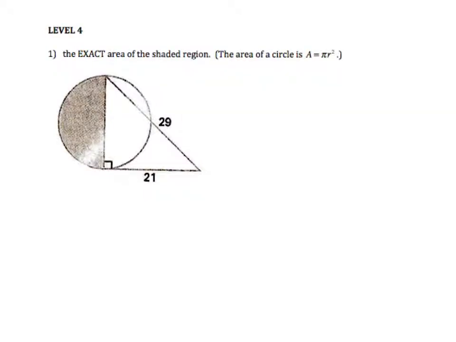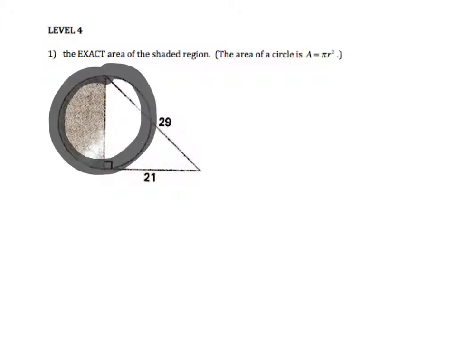All right, you made it to level 4s. So in level 4s, we're using Pythagorean theorem to find a side length, and then we're going to do something with that side length. It says, find the exact area of the shaded region. So here's what we're going to do. Let's look at the picture.